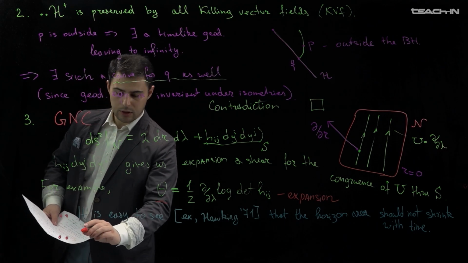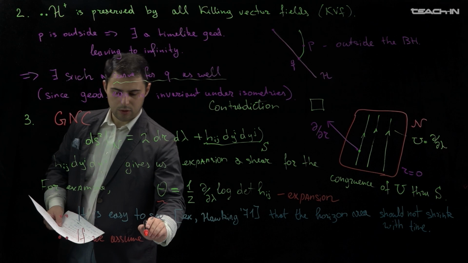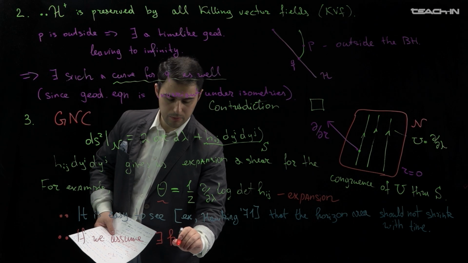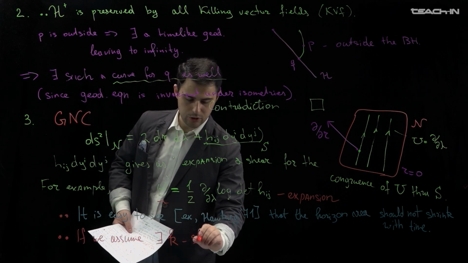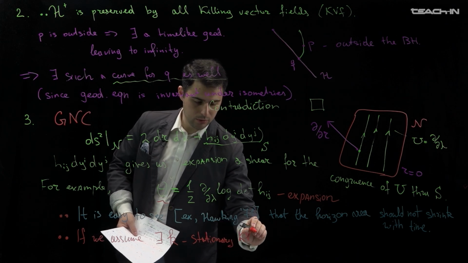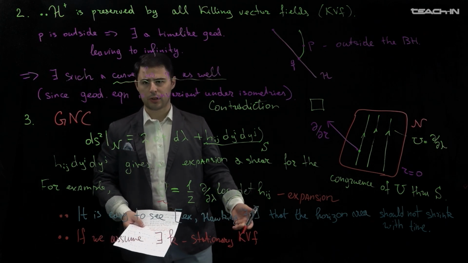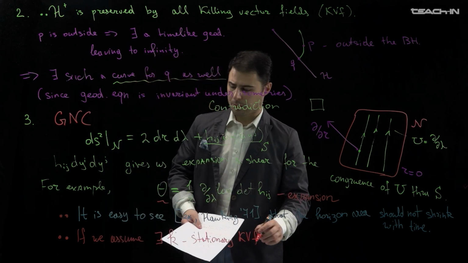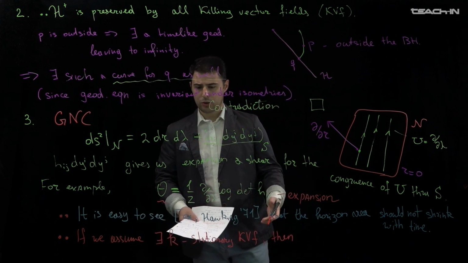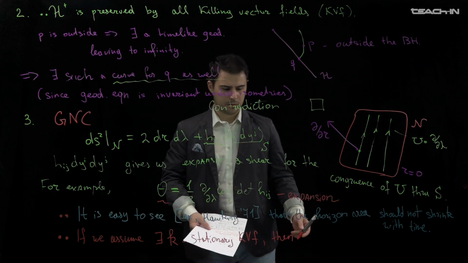So if we assume existence of a stationary Killing field, stationary with respect to the asymptotic observer. Of course, on the horizon it can be space-like or null. Then he managed to show that the expansion must be exactly 0, and the shear must be 0 as well.